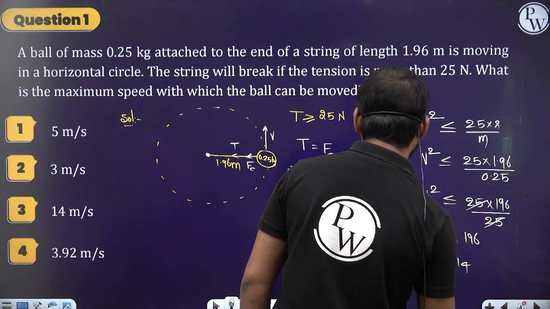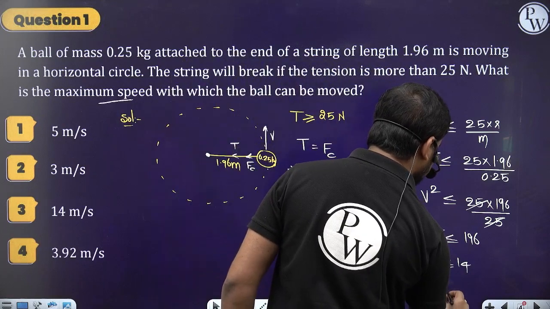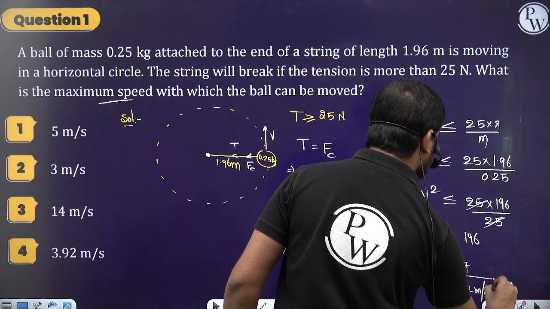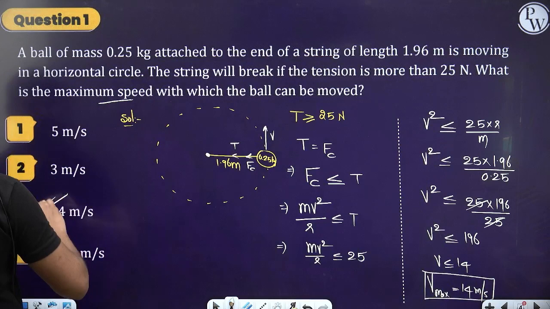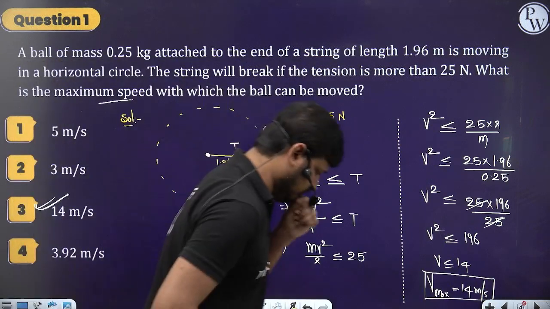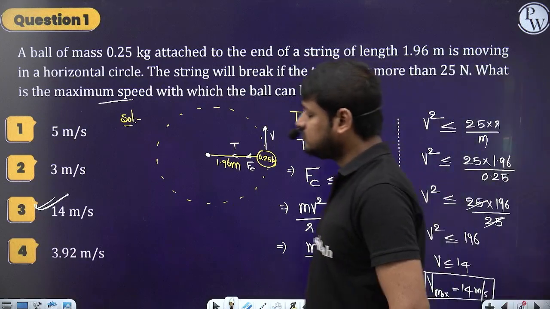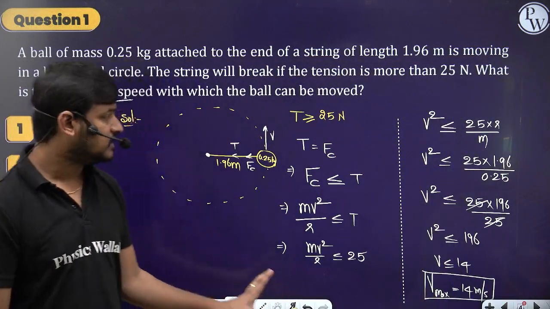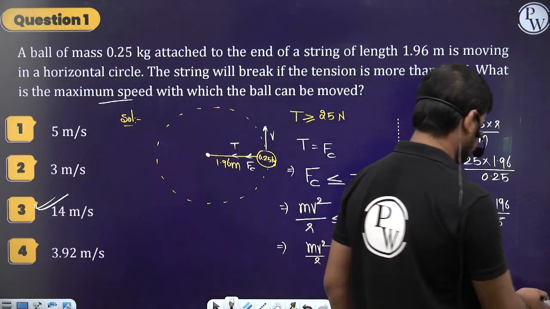So what is the maximum speed? V maximum is equal to 14 meter per second. If it moves more than this speed, the string will break. So the maximum speed with which the ball can be moved is 14 meter per second. Clear guys? Understood the concept? So let's move further.